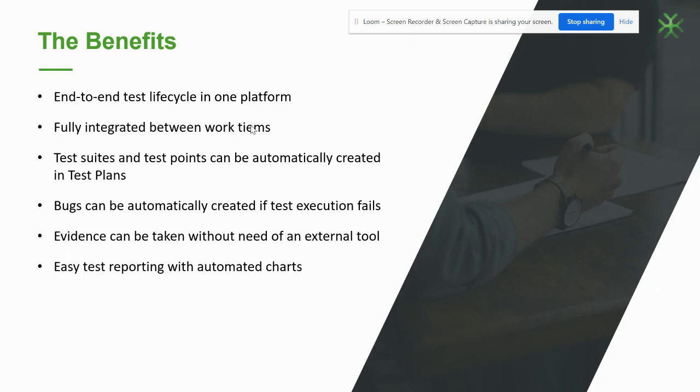Easy test reporting with automated charts in Azure DevOps will show how many tests have been executed and which ones have passed and which ones have failed, which is very helpful if you're managing a project and you want to know exactly if you're hitting the deadlines or not.